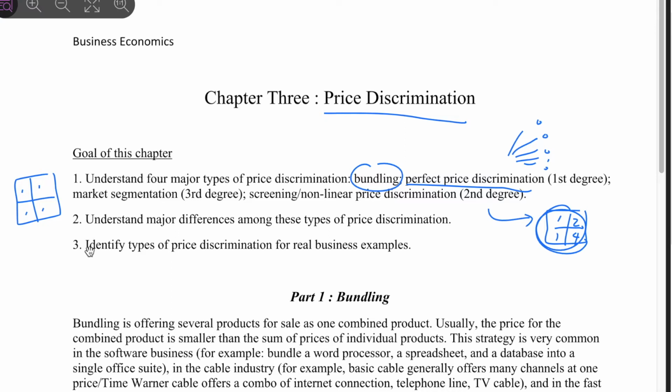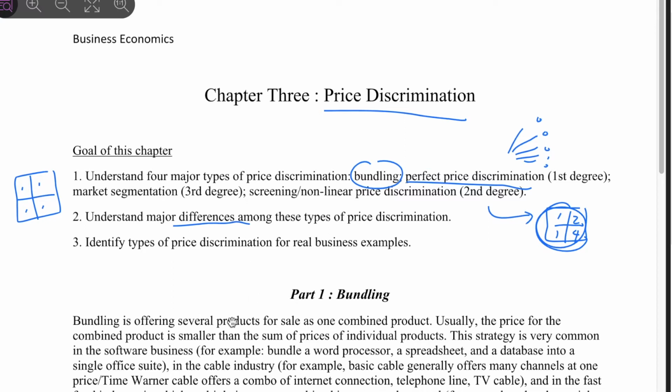And the second goal of this chapter is to understand the major differences among these types of price discrimination. Although there are different concepts, when we look deeply, they look somewhat alike, right? So we're going to look at how to determine which belongs to which type of price discrimination, with real business examples.